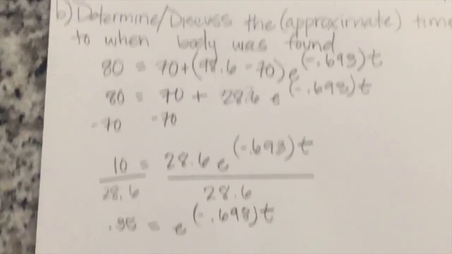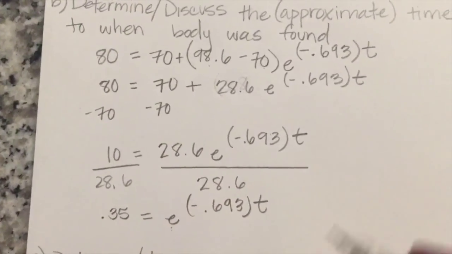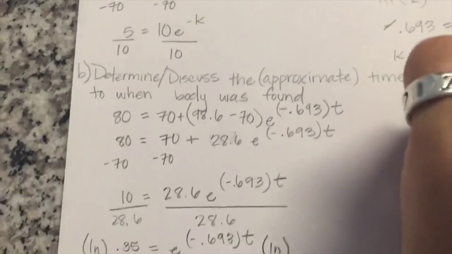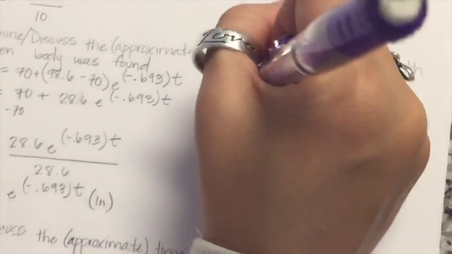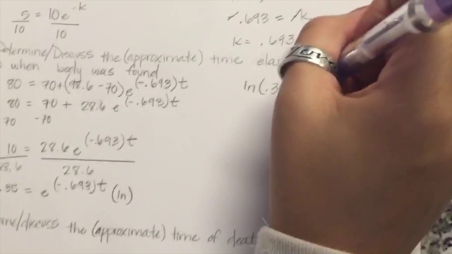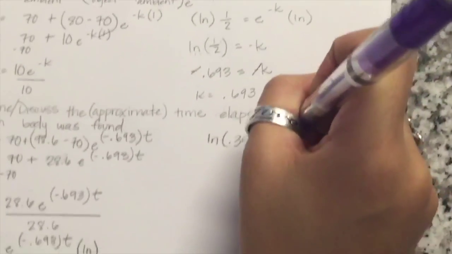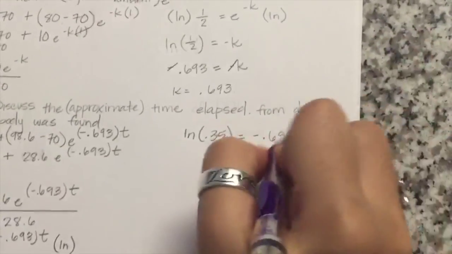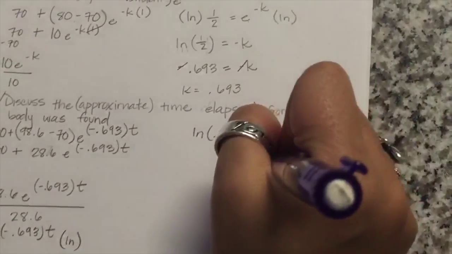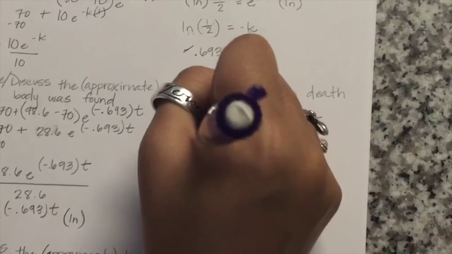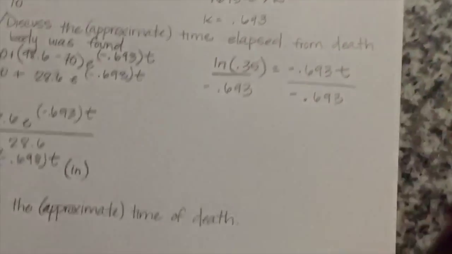So now in order to get rid of our E, we're again going to take the natural log of both sides, leaving us with the ln of 0.35 equals negative 0.693 T. Now we're isolating T and dividing by negative 0.693 on both sides, leaving us with 1.5 equals T.